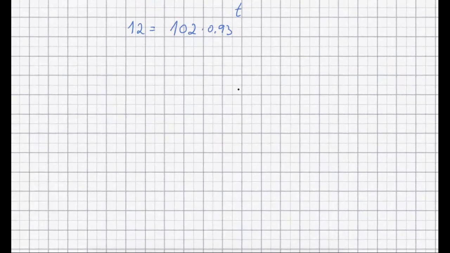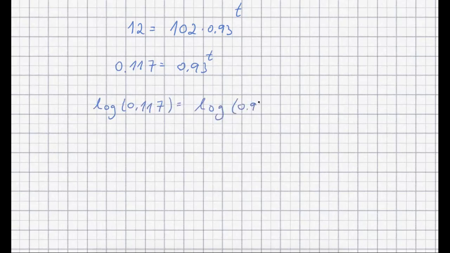Okay, so first get the 102 to the other side. So 12 divided by 102. So this is where you'd use the log. So first of all, what did you do? I moved the 102 to the other side. So I divided 12 by 102, and you get what? 0.117, yeah. Okay, so now do I do log for 10? You do log for both sides.